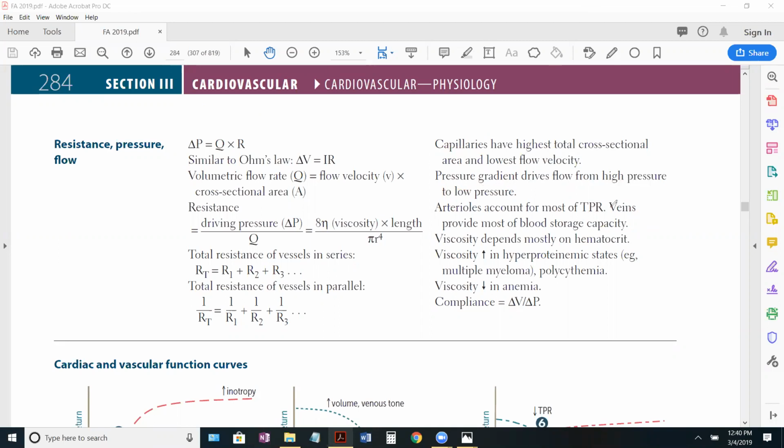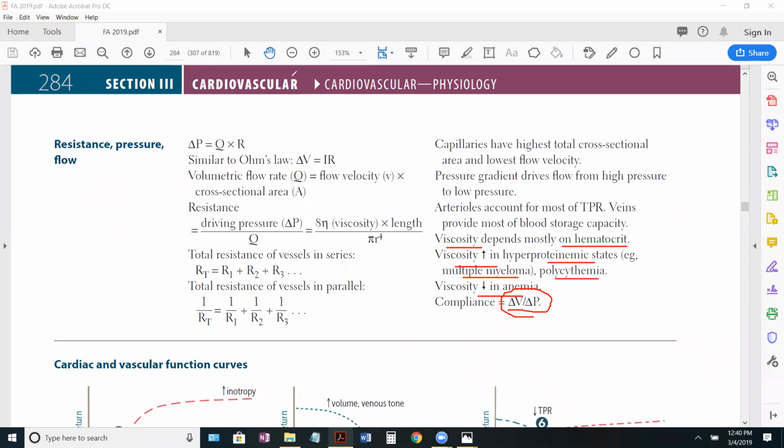If I check the blood vessels, you will find that the majority of the 5 liters of blood is present in the veins. Why? Because they are so capacitant. Their walls are very thin and they can easily stretch and accommodate much of the blood. So viscosity is hematocrit based, and in these conditions, multiple myeloma, Waldenstrom macroglobulinemia, polycythemia, the viscosity increases, and the viscosity decreases in anemia. Why? You have fewer blood cells. And compliance is delta V over delta P.